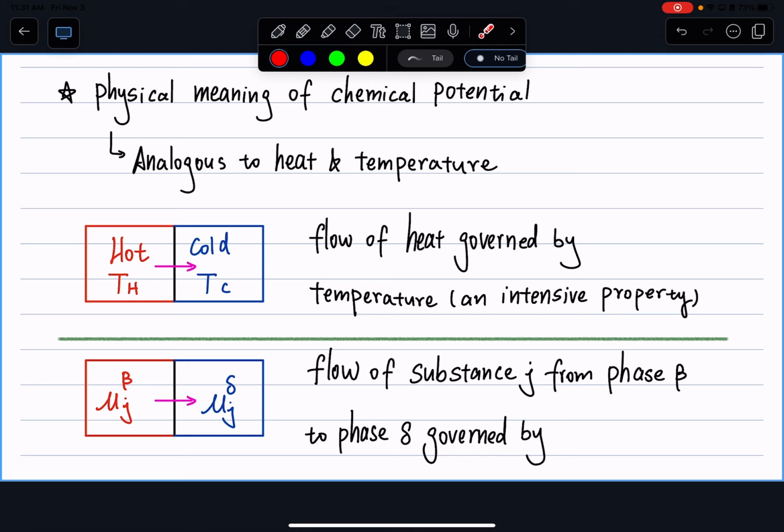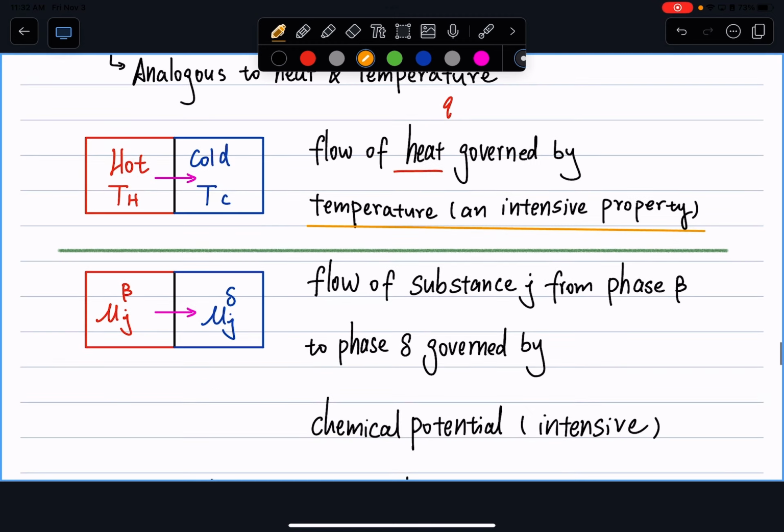In this process, you have heat, which is the change of Q, and temperature here is an intensive property, or the flow of heat is governed by temperature change. Likewise, when we're talking about a chemical reaction or a phase change, what we mean is that the flow of substance J from phase beta to phase delta is governed by chemical potential. The relative chemical potential differences tell you how that phase change is going to flow. And in this case, our chemical potential is also an intensive property.